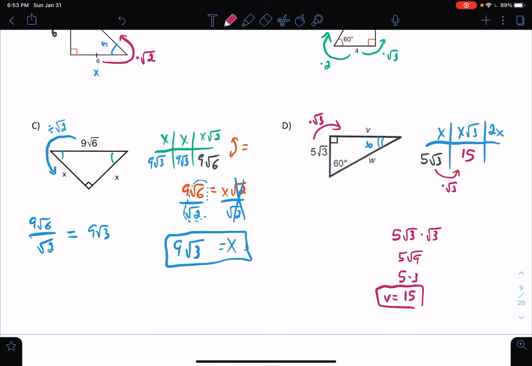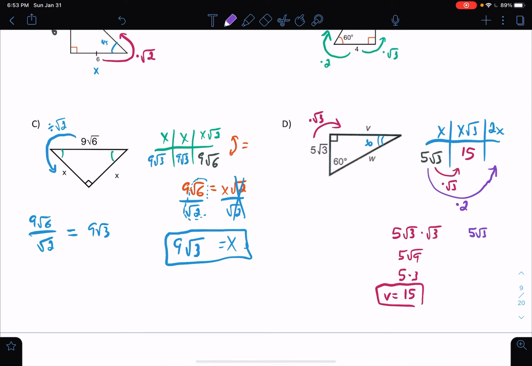So now I need to solve for W. W is my hypotenuse. So if I use my table, if I go from x to 2x, I'm going to multiply by 2. So 5 square roots of 3 times 2, that'll be 10 square roots of 3. Or if I'm starting at this side length, this home base, and I'm going to W, I'm going to multiply by 2. Same thing. 5 square roots of 3 times 2 gives me 10 square roots of 3. So W equals 10 square roots of 3.